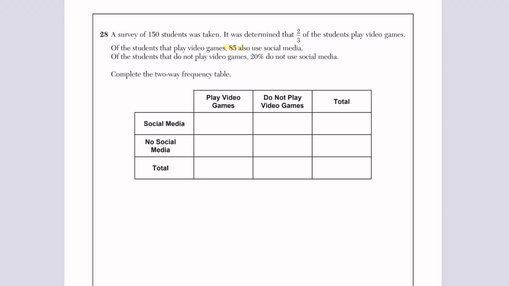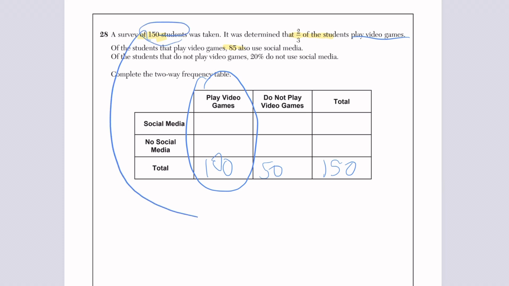So we are given that of the students who play video games, 85 use social media. Those who play video games is 2/3 of 150. 2/3 of 150, you can do this on your calculator, is 100. So the total number of people who play video games is 100. Now, you already know that that makes this 50 and this makes 150, because the total survey sample was 150, so that means the total is 150.